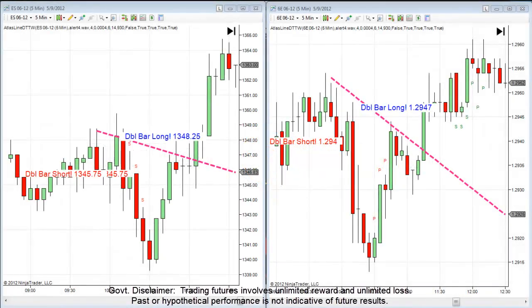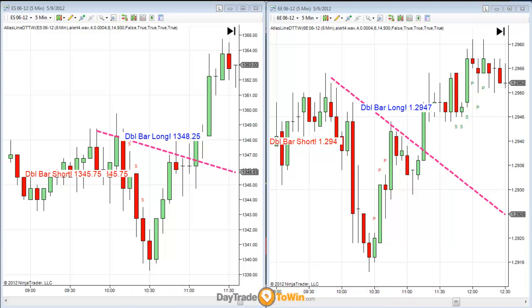Let's take a more in-depth look at what the Atlas Line software is, how it works, and how it can improve your trading. This video covers how the Atlas Line functions and the orders you can expect to see with the Atlas Line plotting on your chart.